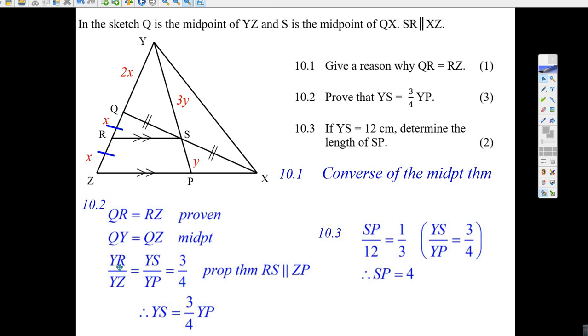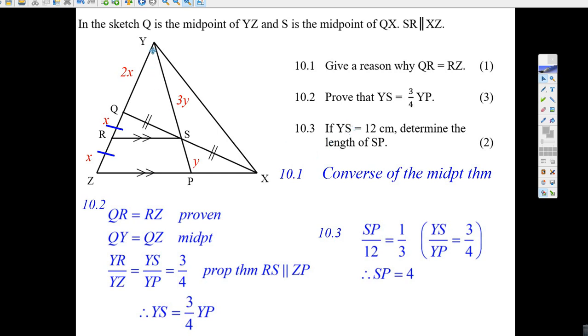So there it is, it's 3:4. Because of the proportionality theorem, YS over YP has to be the same ratio. It's the proportionality theorem because RS is parallel to ZP. Then all you do is multiply by YP and you create YS is equal to 3/4 YP.